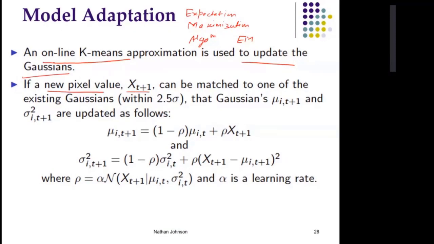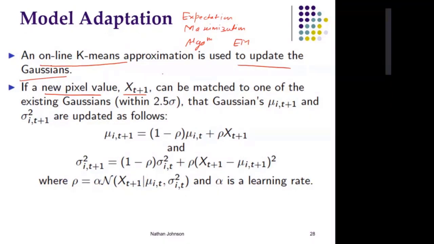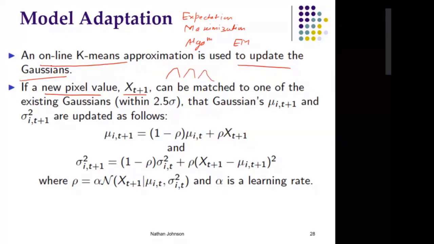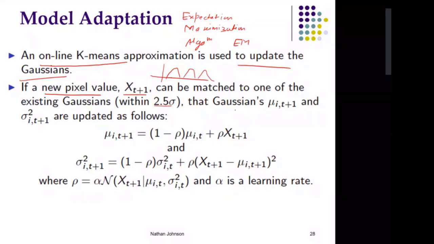So what do you mean by matching to one of these Gaussians? We try to see where this particular intensity value is lying. Let us say this intensity value is somewhere here. If it is within 2.5 sigma or 2 sigma of the mean of a particular Gaussian, the ith Gaussian, we say that this value x at xt+1 is probably matching to this particular distribution, not to this one.